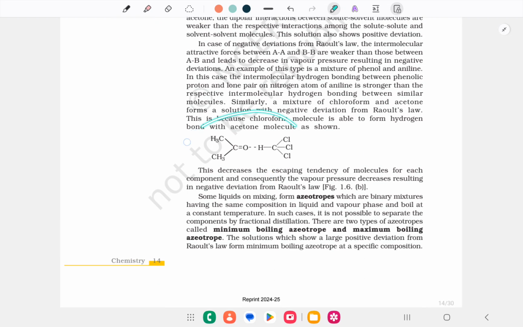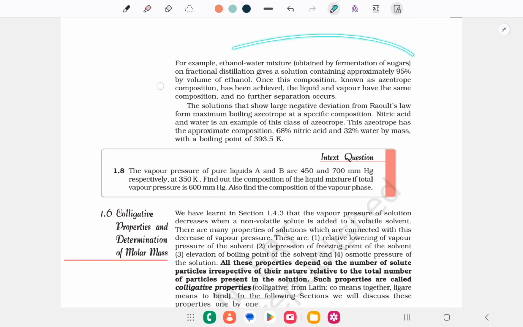And here this is represented because a mixture of chloroform and acetone forms a solution with negative deviation from Raoult's law. This will happen because the chloroform will form a hydrogen bond with acetone, due to which a negative deviation is observed. So hydrogen bond is the cause of the negative deviation. And we also completed the azeotropes, the minimum boiling and the maximum boiling azeotropes, and the examples are also completed.